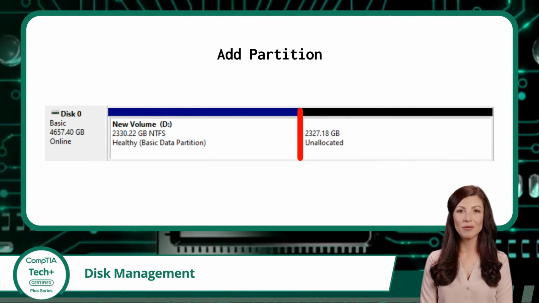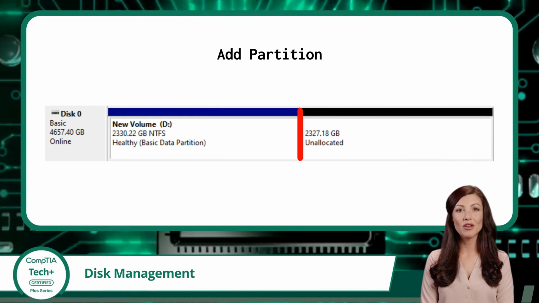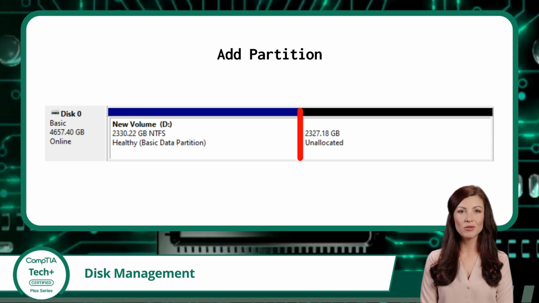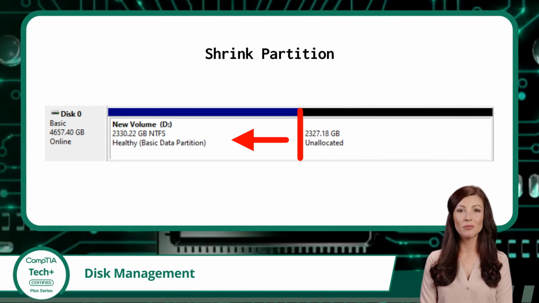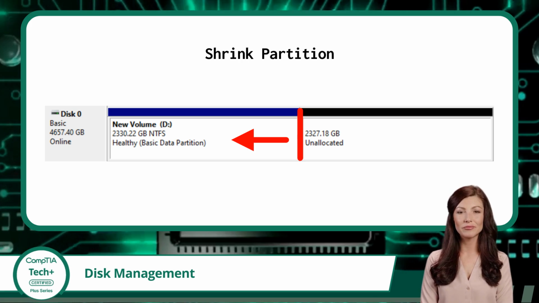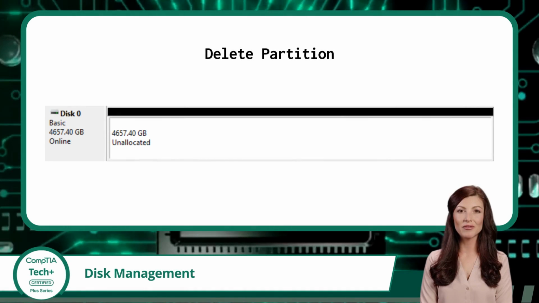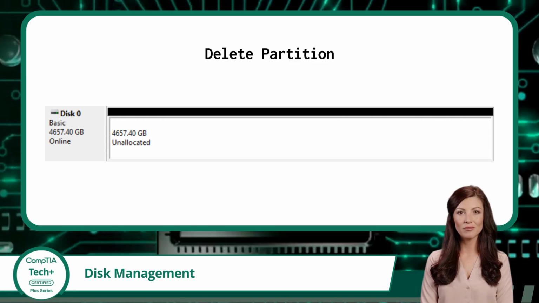In Windows, for example, we can access the Disk Management utility and create a new partition for any portion of a drive that is unallocated or is not currently in use. The thick red line represents where I have added a partition. In addition to creating a partition, we can shrink a partition or decrease the allocated space. We can also extend a partition or increase the allocated space. And finally, we can delete a partition altogether. However, when deleting a partition, please be aware that any data inside of it will be lost.